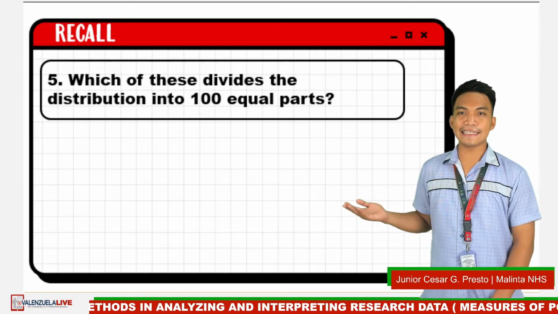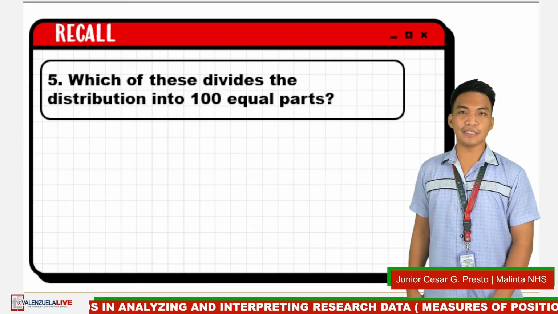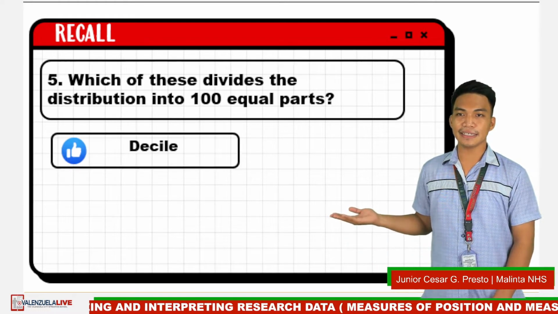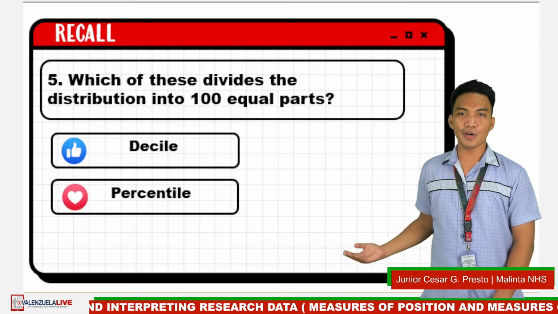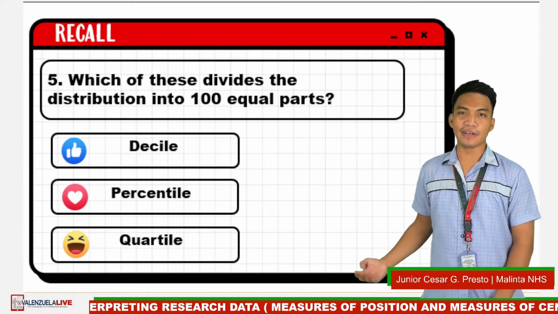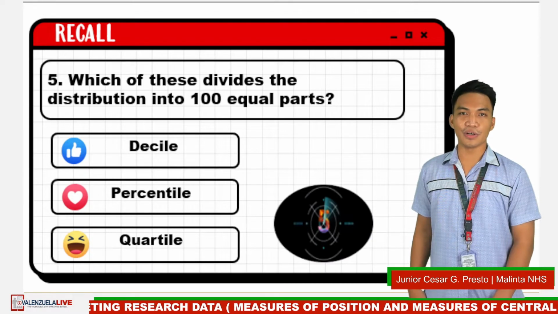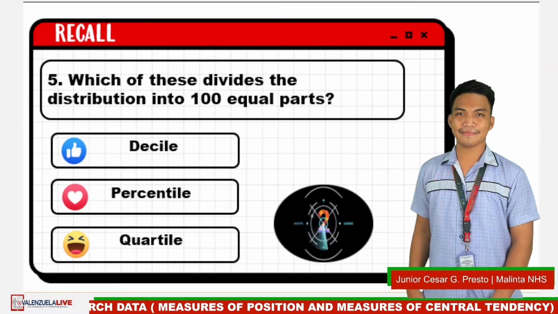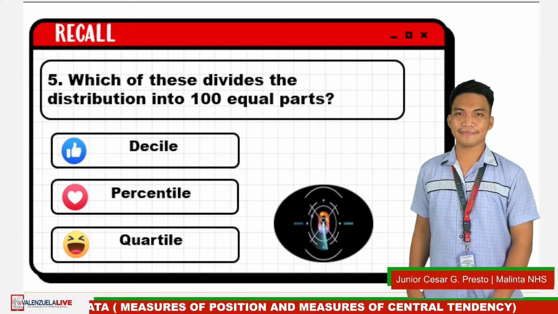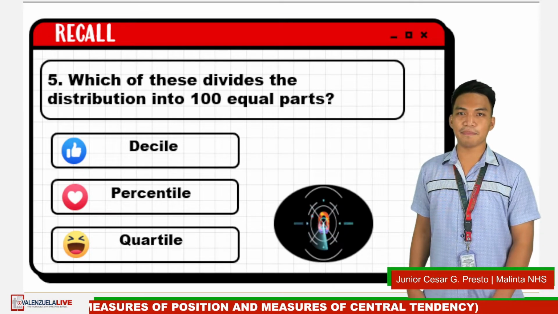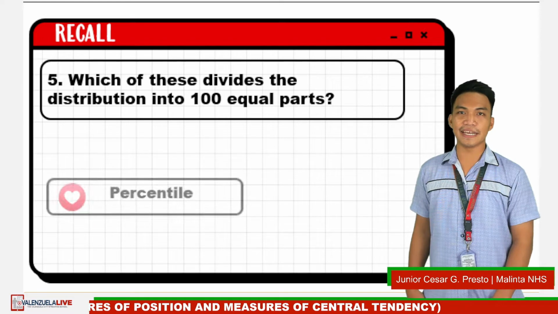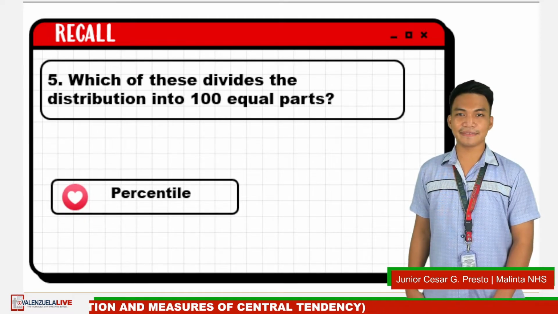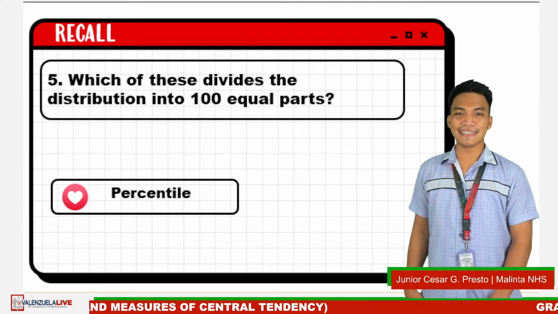Which of these divides the distribution into 100 equal parts? Is it like, love, or haha? You've got 5 seconds. Go. Alright, time is up. If you hit the heart react button, nice. You are correct. Good start, grade 10 students.